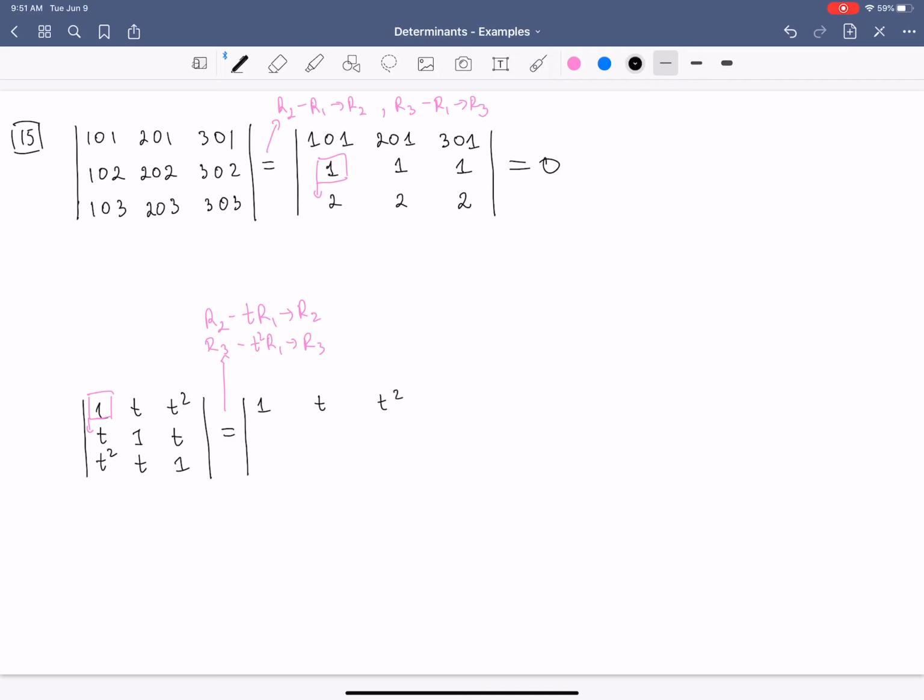Okay, in the second row, I have t minus t, so that's a 0 as expected. And then I have 1 minus t squared. And spoiler alert, you're going to have to compute with these letters, especially in the next chapter, so we might as well get started. All right, then we have t minus t cubed.